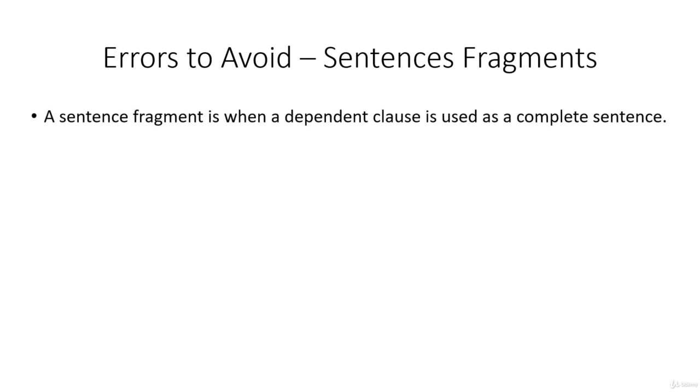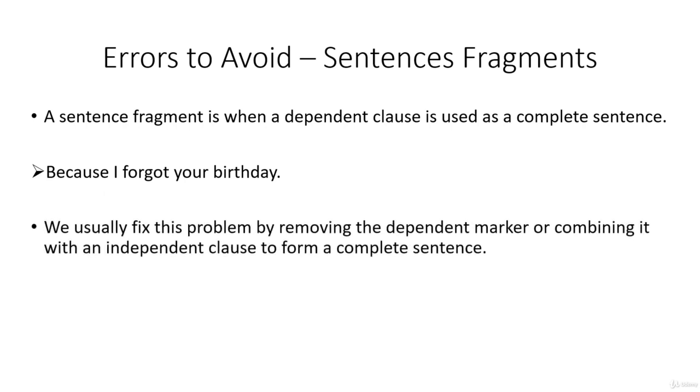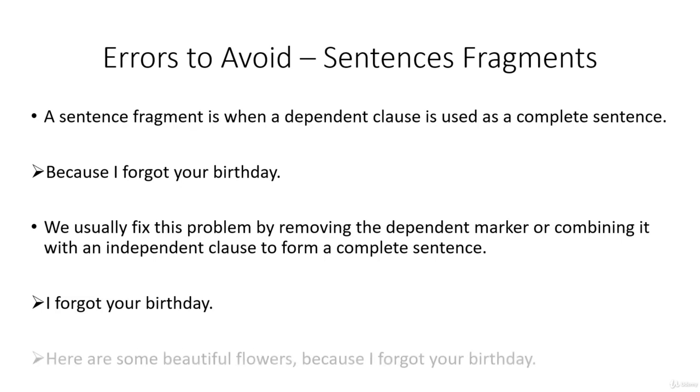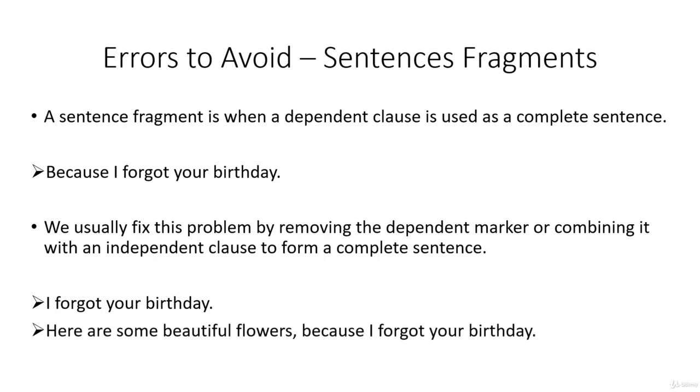And a sentence fragment is when a dependent clause is used as a complete sentence. Because I forgot your birthday. Well, what? We usually fix this problem by removing the dependent marker or combining it with an independent clause, which then forms a complete valid sentence. So by removing the dependent marker, I forgot your birthday. Or we add an independent clause, in this case, here are some beautiful flowers, to make the sentence, here are some beautiful flowers because I forgot your birthday.